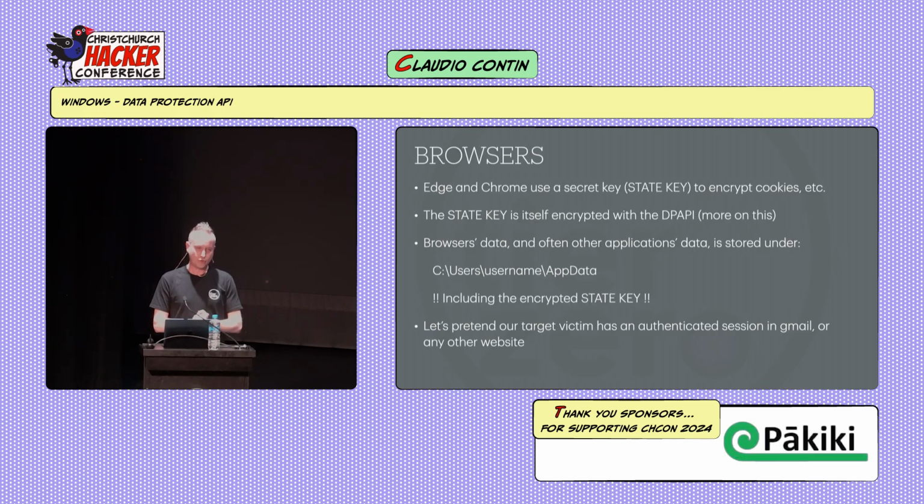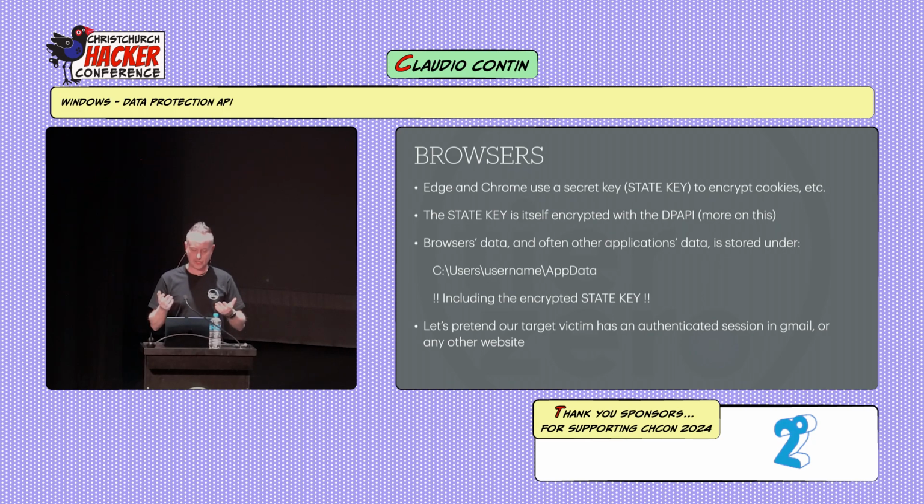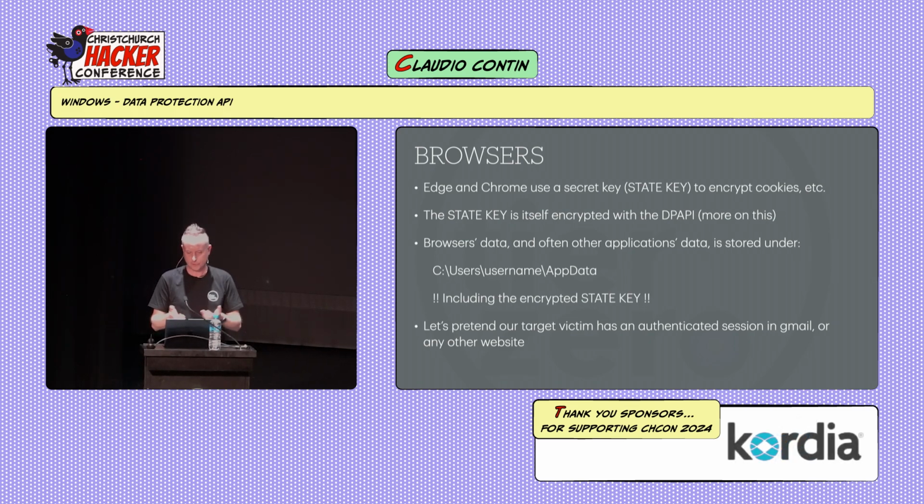So now let's jump into more interesting cases, okay? Browsers on Windows use the DPAPI, not all of them, but Chrome-based browsers like Microsoft Edge or Google Chrome use the DPAPI for encrypting cookies and credential storage data on the host itself. So the actual data is stored using a secret key called the state key. This state key is used, for example, to encrypt cookies. And the state key is itself encrypted with the DPAPI.